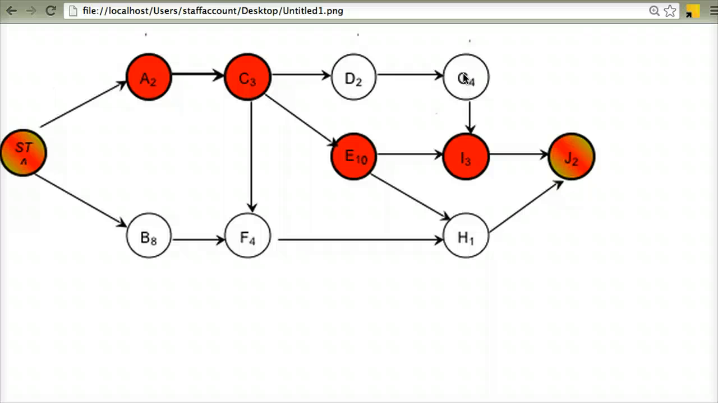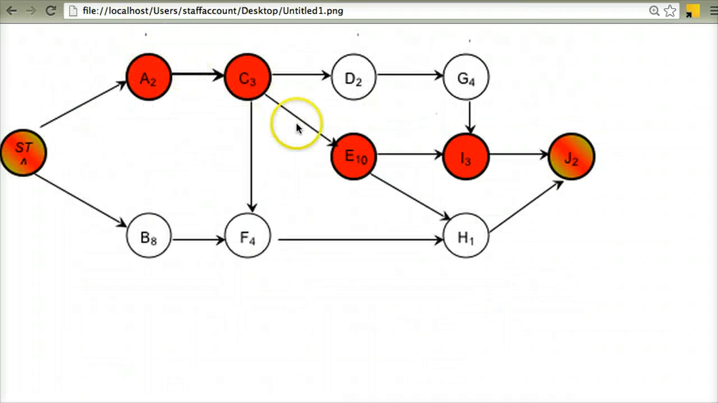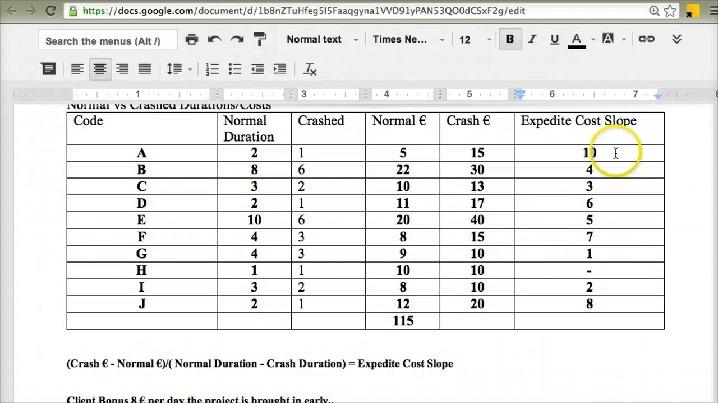So it's not an option for me as a project manager because I won't get my bonus if I crash G the way that it is at the moment. So I have to go back again and look at all my different activities, but really only look at activities that are on the critical path because they are the ones that are going to make a difference to the overall project duration. So A, C, E, I, and J. If I look at the expedite cost slopes of each one of those, A, C, E, I, and J.